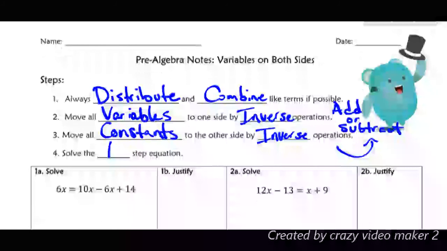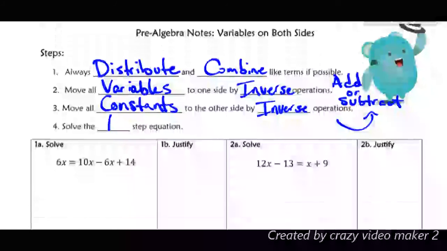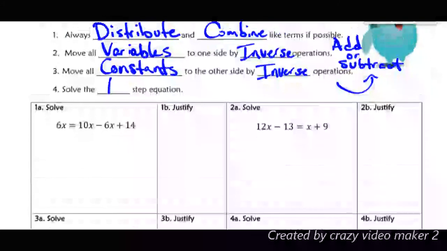So I'm going to walk through these steps as I do the first problem. And when it says justify, that means I have to say the property that I'm using at each step. So if I can, I want to distribute. I don't see any parentheses. I actually can't distribute on this. Next, I want to combine like terms.